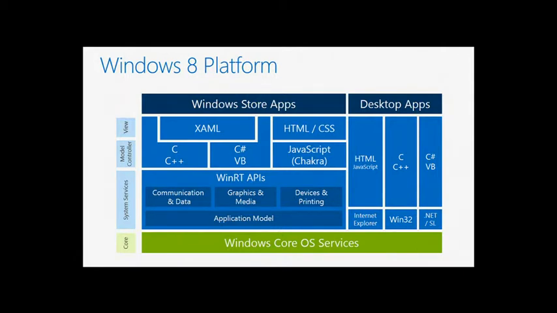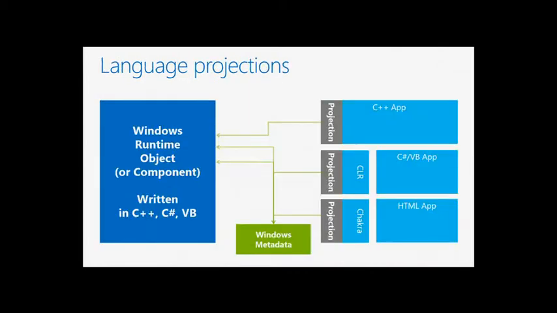The first question. The question is, what is Chakra? I should have mentioned that. Chakra is our JavaScript engine. It's just a code name that we use for the JavaScript engine. It's a super fast JavaScript engine that you don't really have to worry about. It's just there. And when you're using Win.js, it just does all of that work for you. Any other questions?